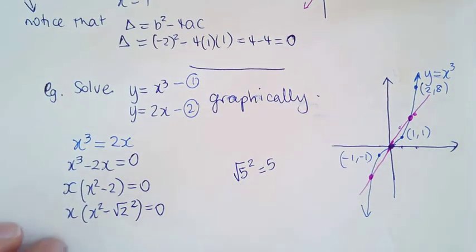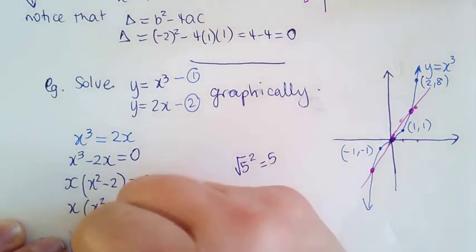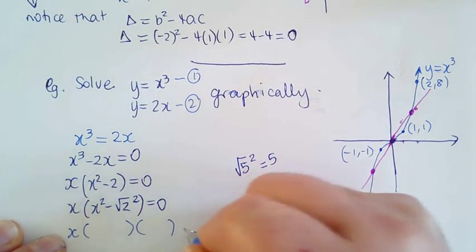So what are my solutions here? If that's a squared minus b squared, isn't this x? Factorize it for me, guys. What do you get?